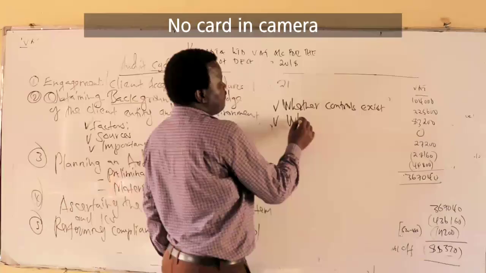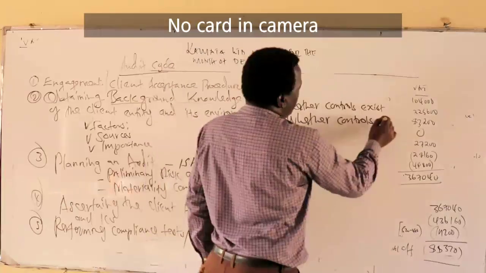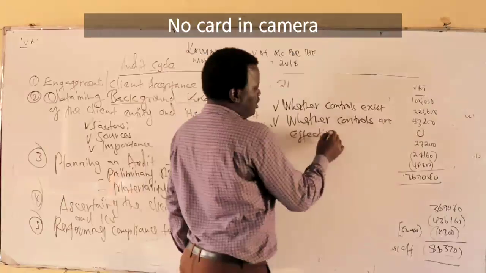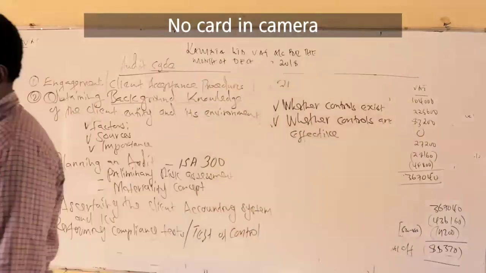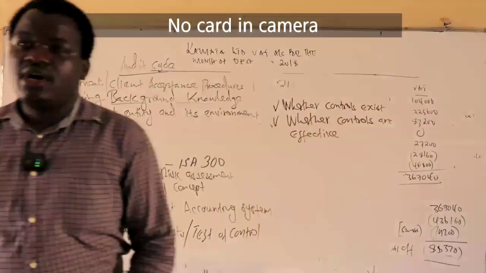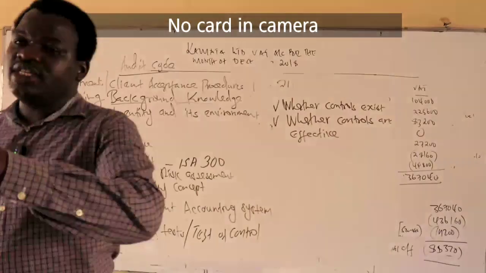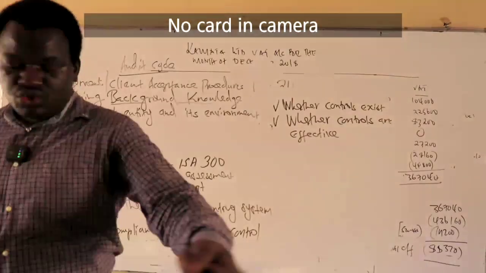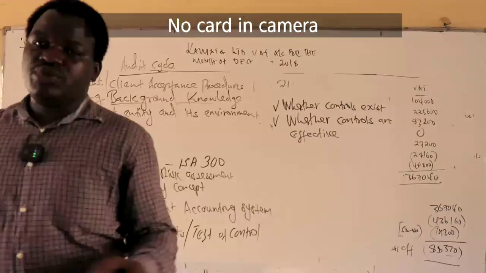The other objective is to confirm whether controls are effective. And what tells you whether they're effective? If the controls put in place have the capability of preventing and detecting errors and fraud, we say yes, they are effective.